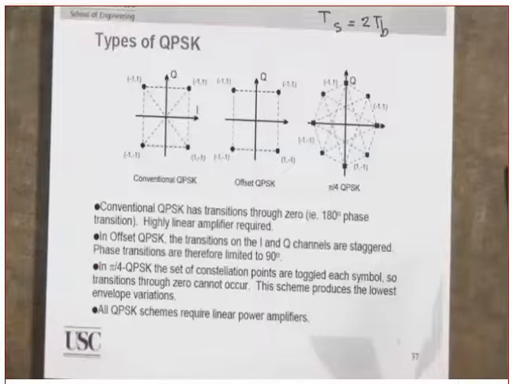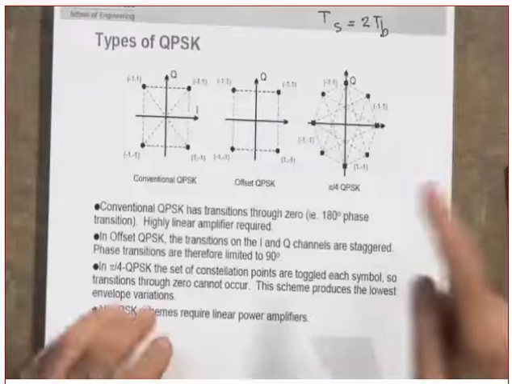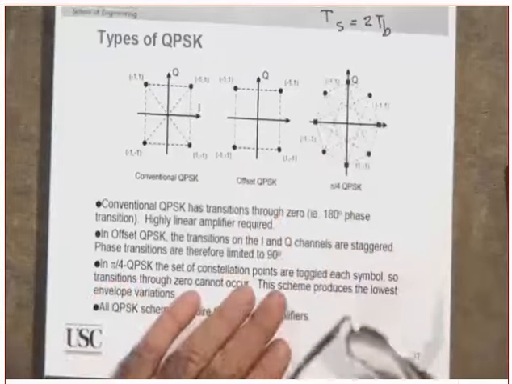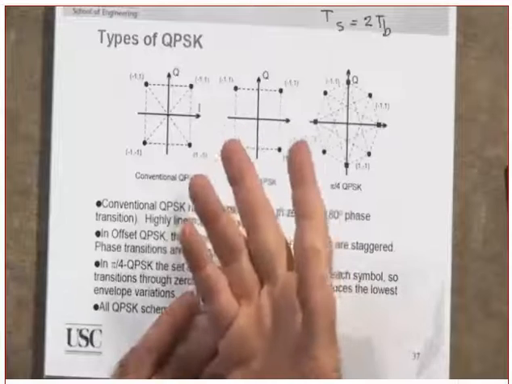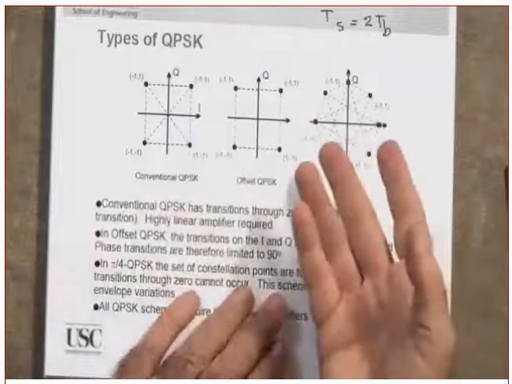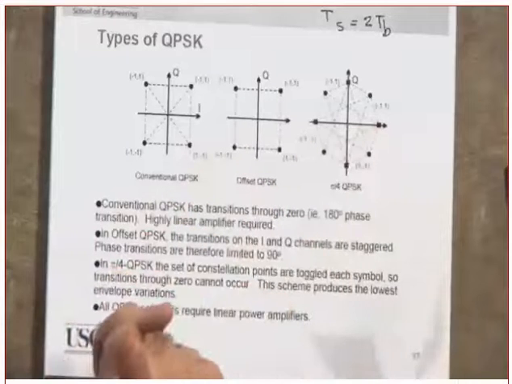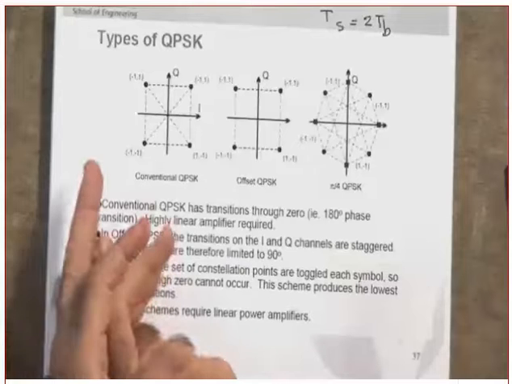Why? Because you are going to alternate from one constellation to another constellation. Clear? You eliminate the 0, but you also eliminate the 90 and the minus 90, and replace them by plus or minus 45 and plus or minus 135. Did you get this or not?